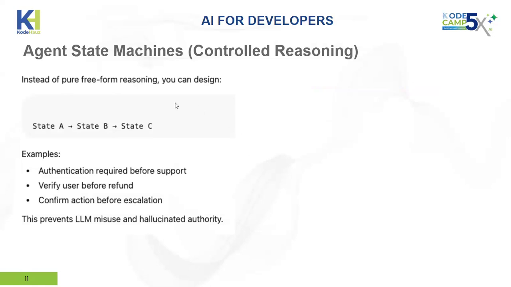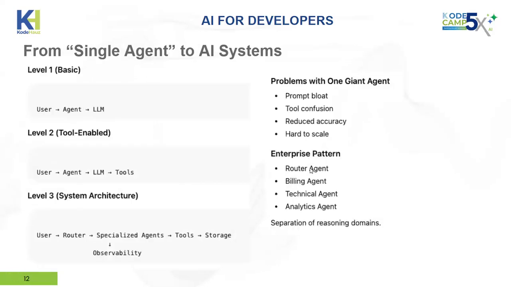Then there is a state machine, which is controlled reasoning, basically, right? Think of it as designing how the agent should think, right? Or the steps the agent should follow. Kind of think of it like instructions or directives or examples, right? Of how it should do things. So you can minimize hallucination and misuse of the LLM.